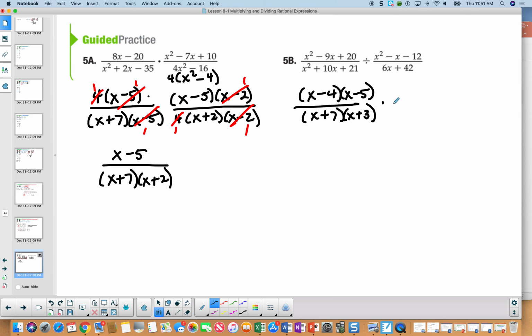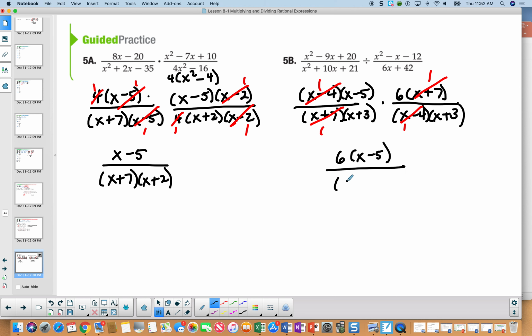Now here I'm going to have to do the reciprocal, so I'm going to put this in the numerator, so that's 6 times x plus 7, and when I factor this one, it will be x minus 4, x plus 3. And now I'm ready to reduce. And that looks like all I can do. So now my numerator is 6, x minus 5, all over x plus 3. You can write it out twice or just write a little square like that.